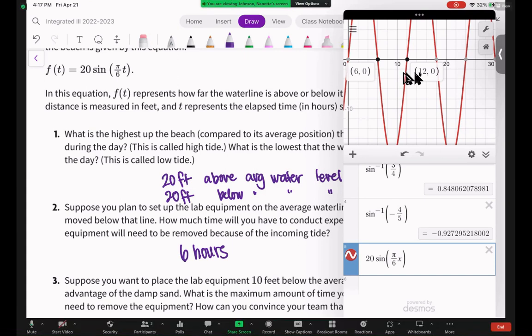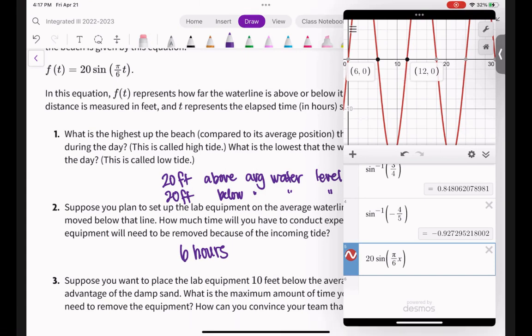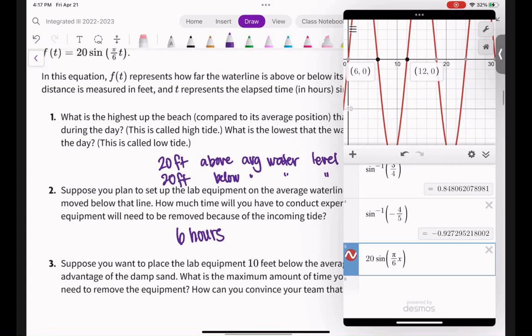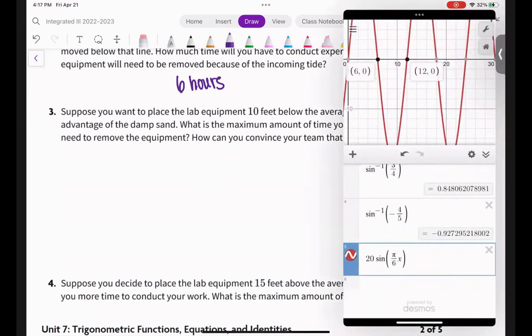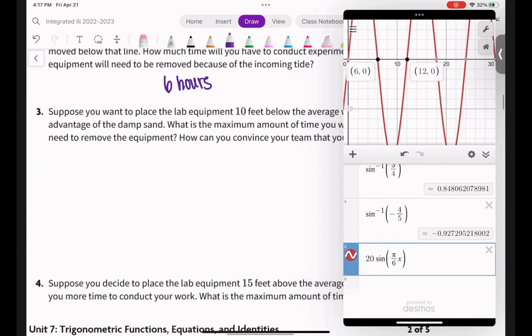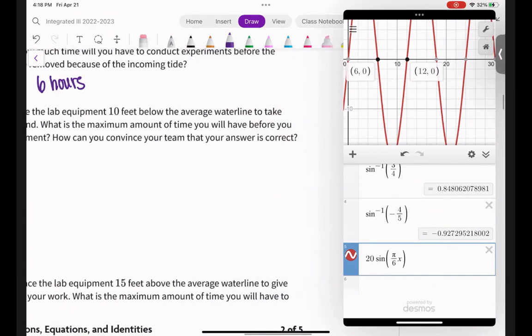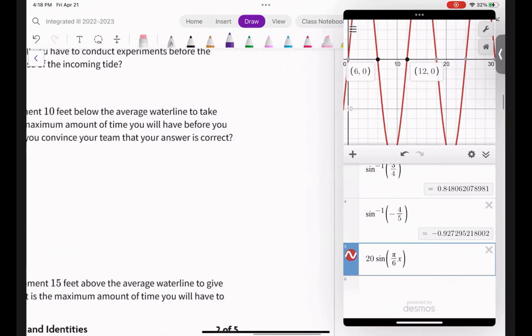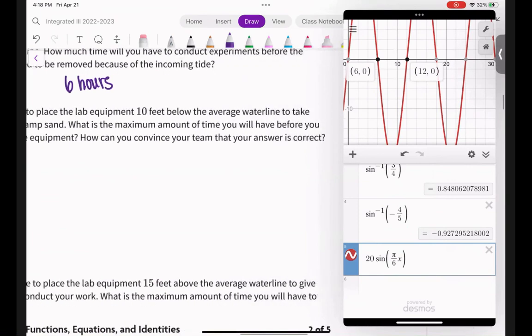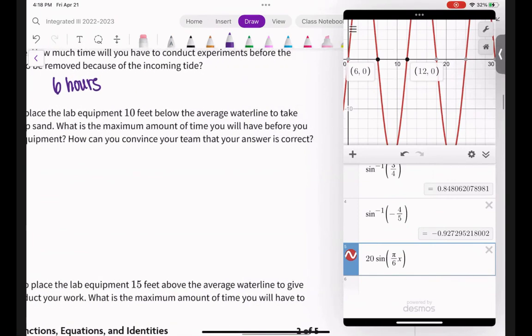Okay, perfect. So the next thing that they're going to do is, let me move out my Desmos. It says, suppose you want to place lab equipment 10 feet below the average water line. Below the average water line, okay? So back to your graph, just so that we're on the same point. Suppose you want to place the lab equipment 10 feet below the average water line to take advantage of the damp sand. What is the maximum amount of time you will have before you will need to move the equipment? How can you convince your team that your answer is correct?